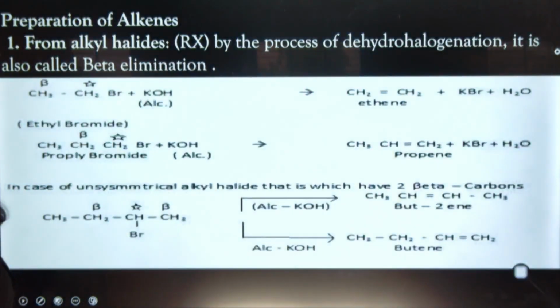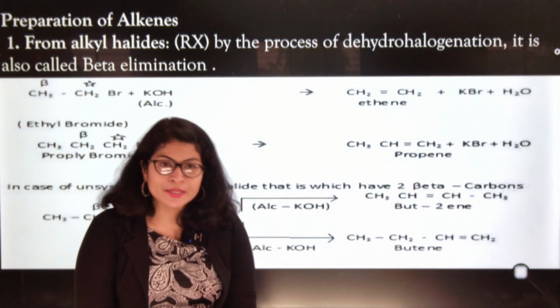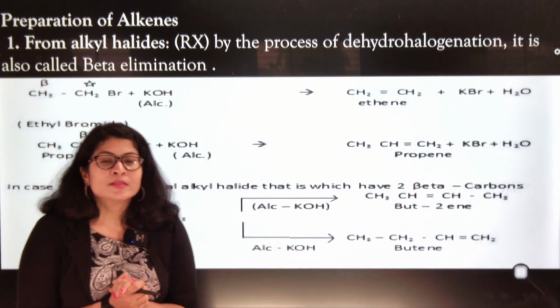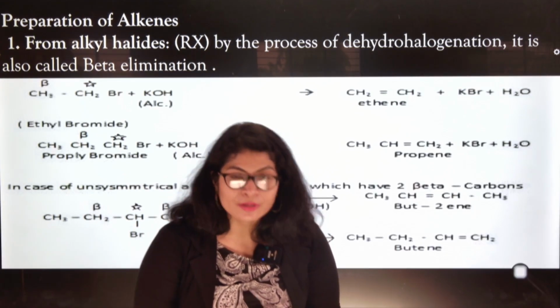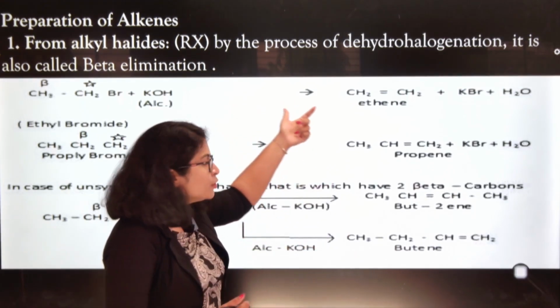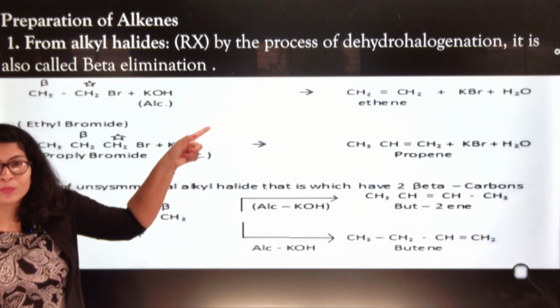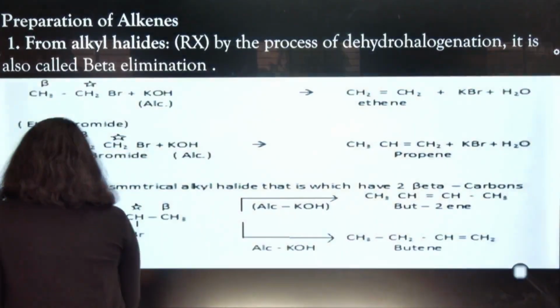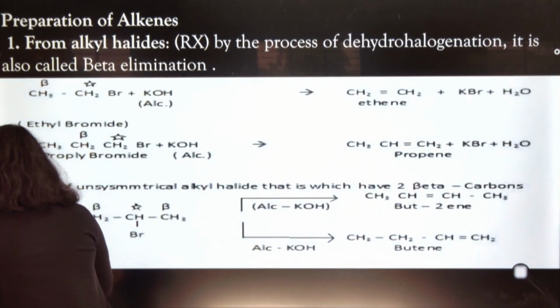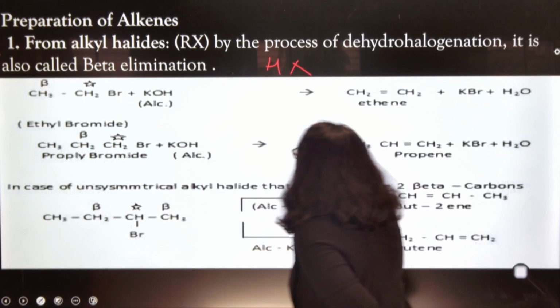Okay, so first we will take up the preparation of alkenes. The first preparation is from alkyl halides, that is from RX. This process is called dehydrohalogenation. Now, what do you mean by dehydrohalogenation? The removal of hydrogen as well as the halogen group, HX. Basically, the removal of HX. Now, how can it be removed?